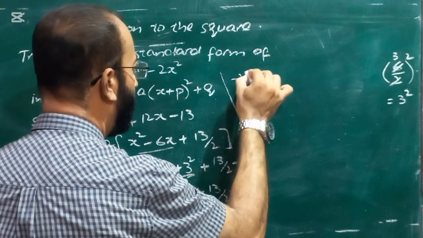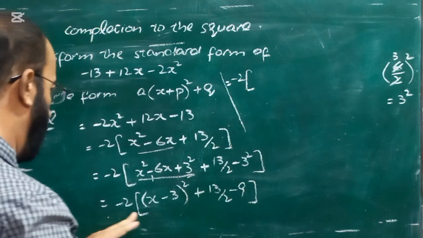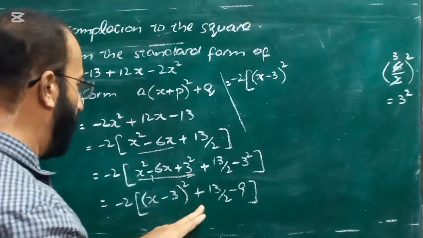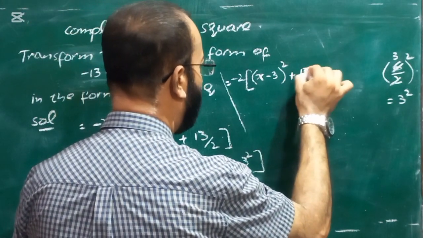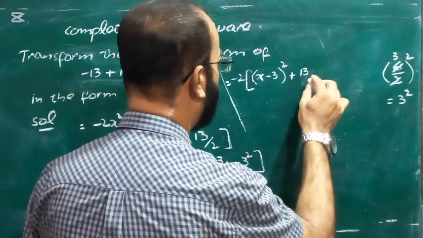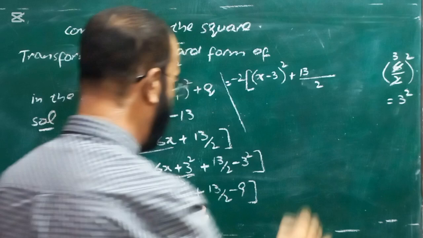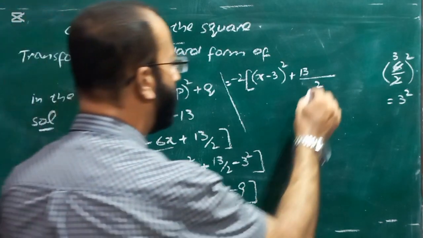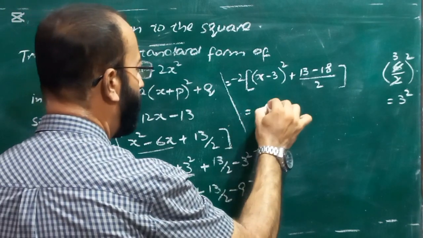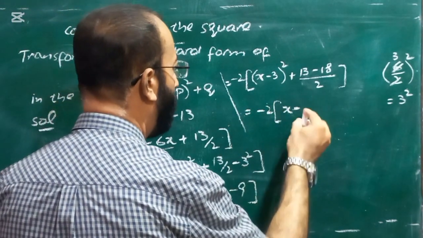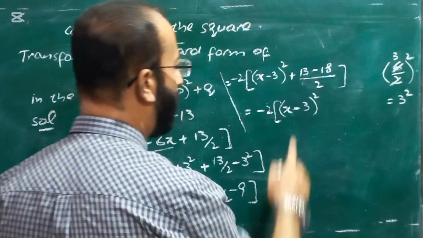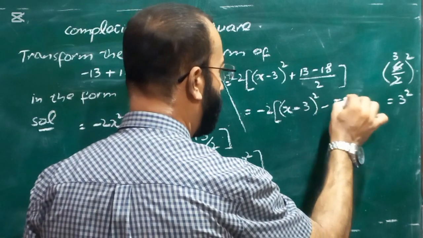So minus 2 into (x minus 3) whole square plus 13 by 2 minus 9. Okay, take the LCM over here. So 2 will be the LCM, and 13 minus 18 is here. Okay, next step is minus 2 into (x minus 3) whole square, and 13 minus 18 will be minus 5. So minus plus minus, so minus 5 by 2.